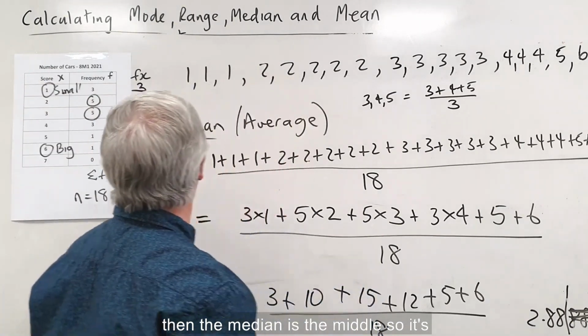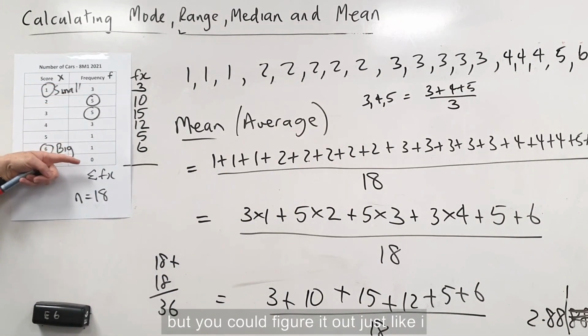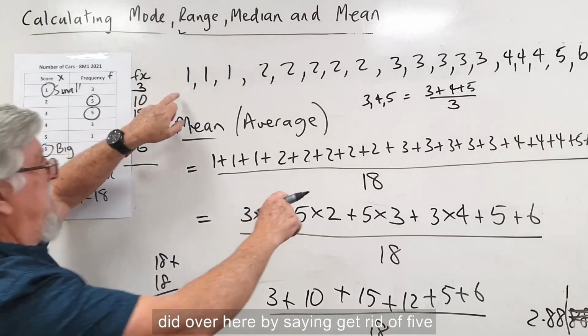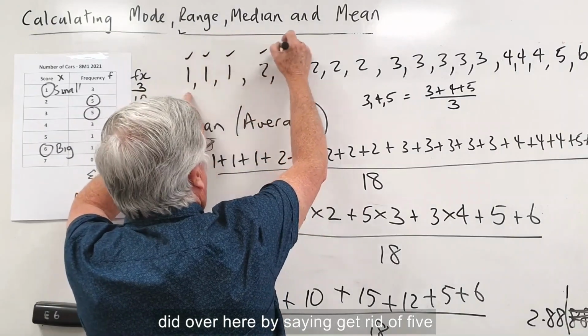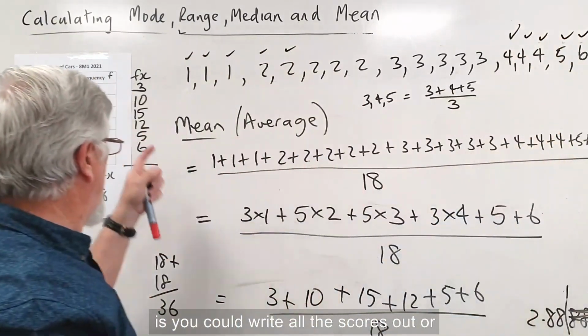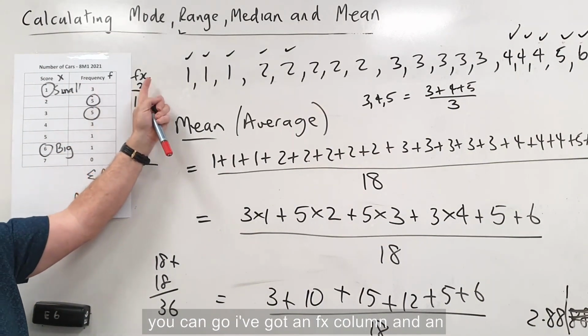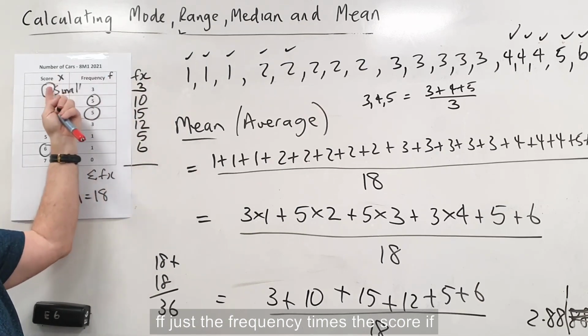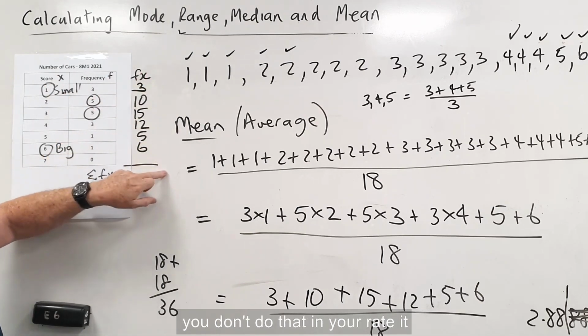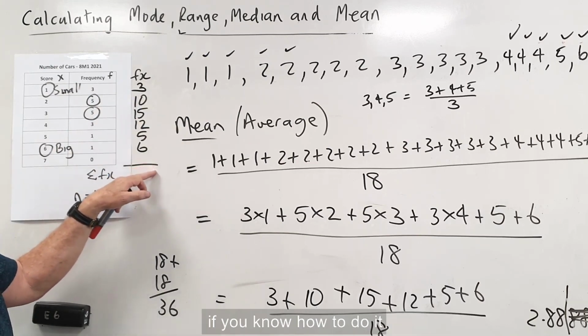Then the median is the middle, so it's pretty hard to tell the median on there. I'm not going to go onto it in this video, but you could figure it out, just like I did over here by saying get rid of 5 and get rid of 5. And then the mean, you could write all the scores out, or you can go, I've got an FX column, and an FX is just the frequency times the score. If you don't do that in year 8, it probably doesn't matter unless the numbers get pretty big. It's handy though if you know how to do it.